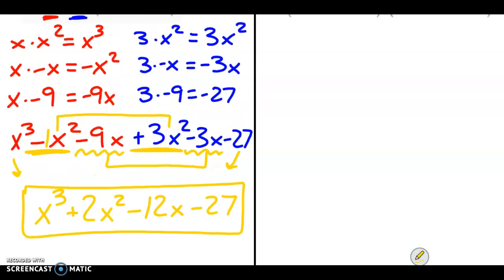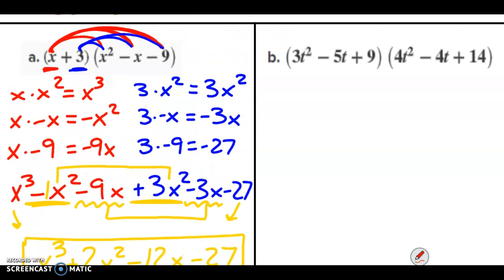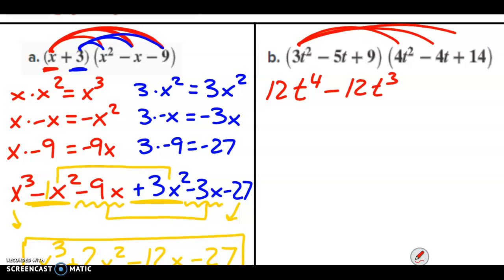Now, I only have like 40 seconds left, so I'm just going to do this last one quickly, and then you guys can use it to pause with the notes. So 3 times 4, I've got 12t to the 4th, because t squared times t squared. 3t squared times a negative 4t, I'm going to end up with negative 12t to the 3rd. And then 3t squared times 14 is going to give me 42, so I end up with plus 42t squared. And then I've got negative 5t times a negative 4t.